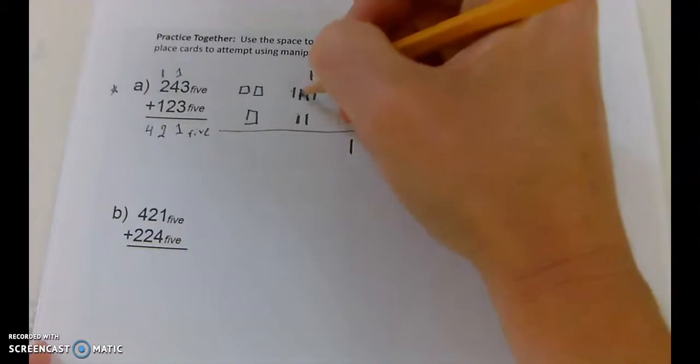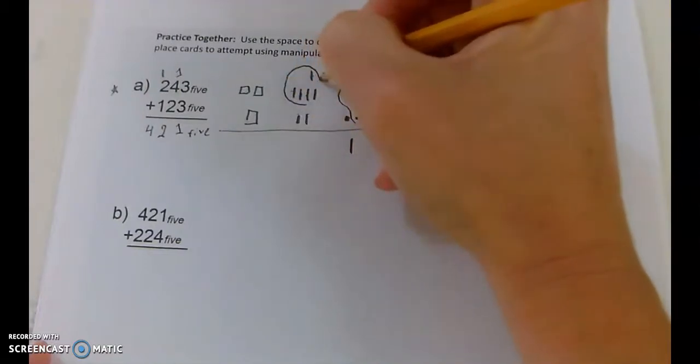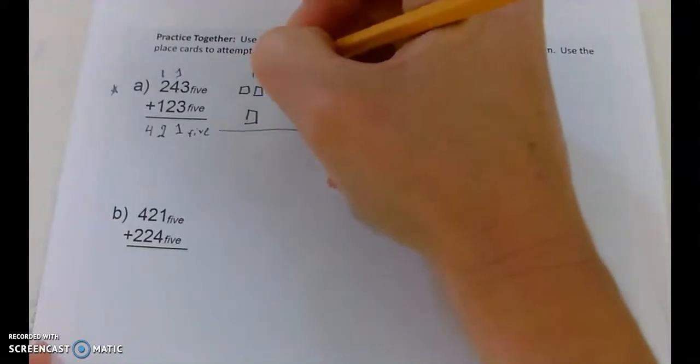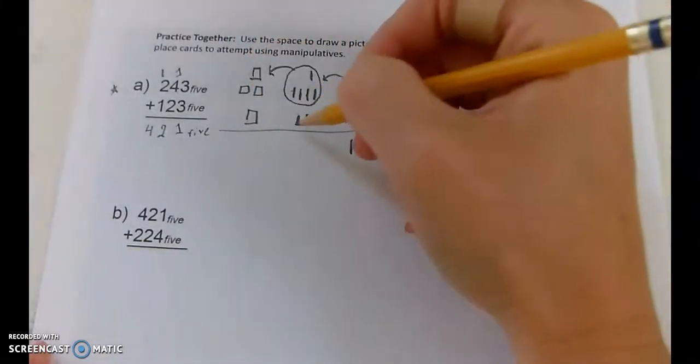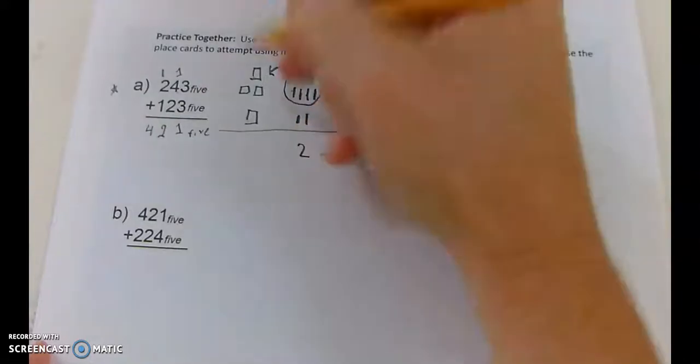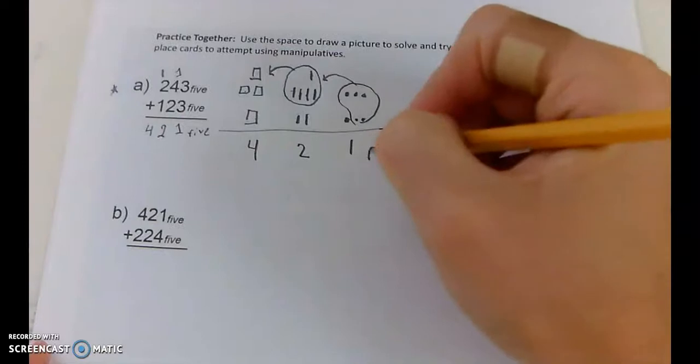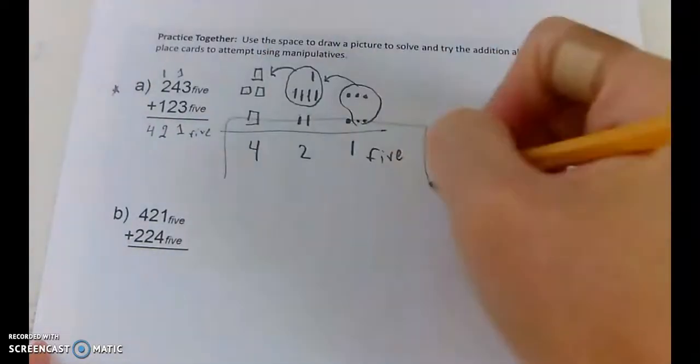So 1 2 3 4 5. 5 5s is a 25. Okay. So what's left over here is 2. Okay. Then I have 1 2 3 4. I've got the same answer, 4 2 1, and don't forget your little 5 here.